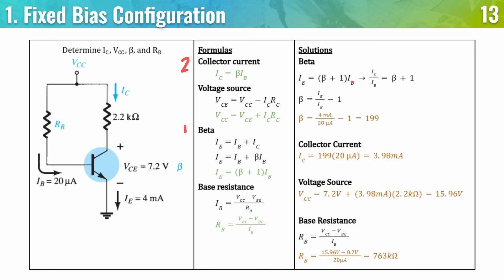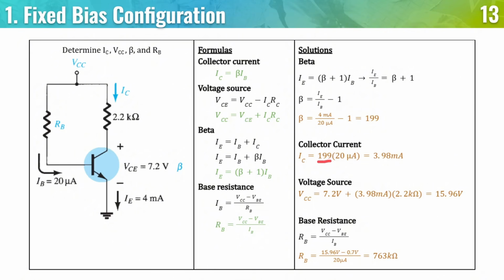So beta, from this equation, we know that IE over IB is equal to beta plus 1. And then move this plus 1 to the other side. So it will be IE over IB minus 1 is equal to beta. So substituting all of that, we see that beta is equal to 199.